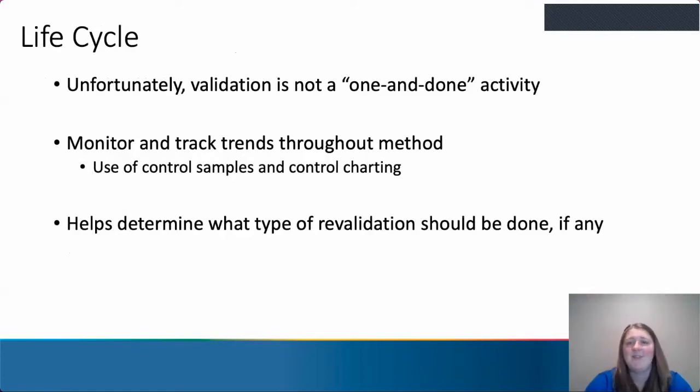Unfortunately, there's a lifetime for your method validation activities. I wish this wasn't the case, but it is. So monitoring and trending of your control samples is a really good way to determine if your method should be revalidated, as well as it'll inform you on the type of revalidation activities that need to be done. So you may only need to look at one piece, or you may need to look at the entire method. Again, this is going to be dependent on the age of the method and what, if any, changes have been made.